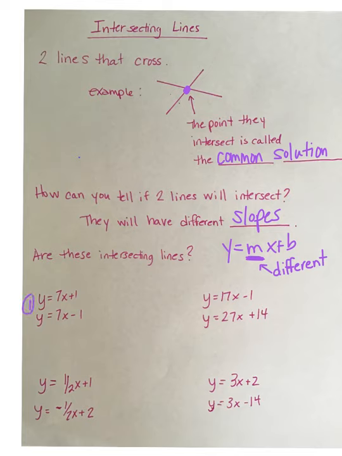So let's look at this first question here. We have a 7 and a 7. Those are the same slope, so will they intersect? The answer is no. Those lines will be parallel because they have the same slope.